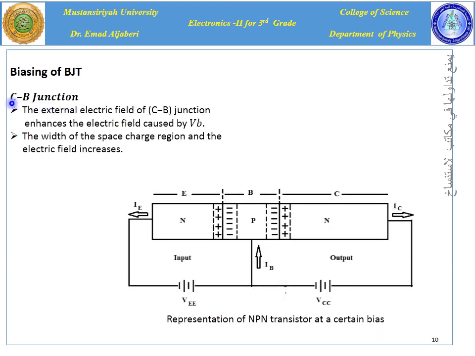The situation of the CB junction is inverted. The internal electric field direction is from right to left, and the external electric field is also from right to left. This electric field will enhance the internal electric field, and the depletion layer width or the space charge region width will be increased.